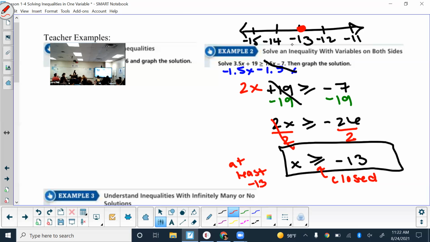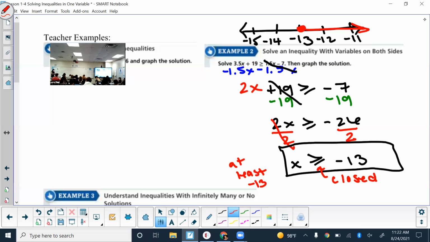All right, what do you guys think? It goes to the right in this one, because we're saying that x is greater than or equal to negative 13. So we need to color or draw over the numbers that are bigger than that number, right? Like negative 11, or eventually 0, and all the positive numbers. Does that make sense?